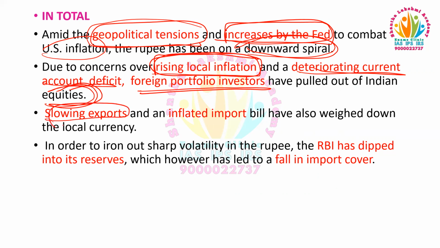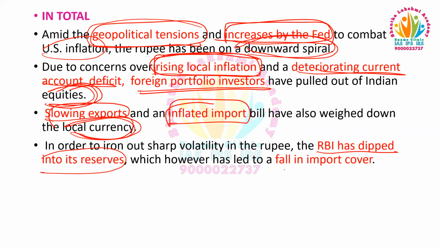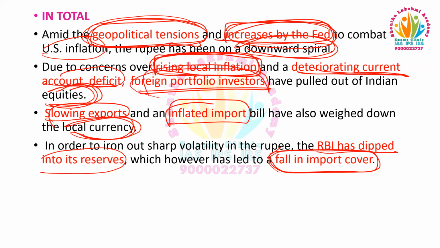And the slowing of exports and the inflated import bill have also weighed down the local currency. And in order to iron out sharp volatility in the rupee, the RBI has dipped into its reserves, which however has led to a fall in the import cover. So due to the geopolitical tensions, increase in interest rates by the Federal Reserve, rising local inflation, deteriorating current account deficit, withdrawal of foreign portfolio investors, slowdown of exports, inflated imports, RBI's policy, and fall in import cover, all these led to the depreciation of the rupee.